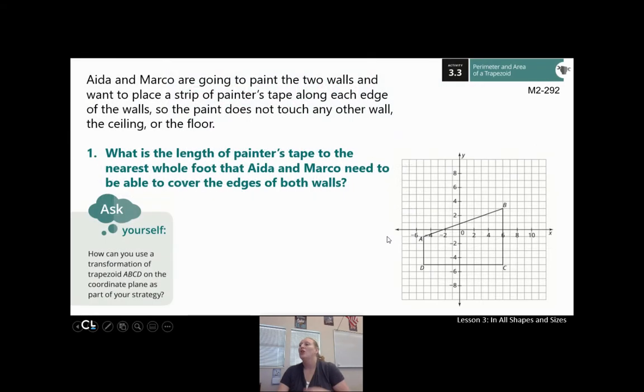That's how it works. So Ada and Marco are going to paint the two walls, and they want to place a strip of painter's tape along each edge. If you've ever done painting before, you do want to make sure you get that painter's tape up there. It makes it a lot easier to do the job. So the paint won't touch any of the other walls. You won't get paint on the ceiling. You don't get paint on the floor, that kind of a thing. So my question for you to get this party started is, what is the length of painter's tape, to the nearest whole foot, that Ada and Marco need to be able to cover the edges of both walls?